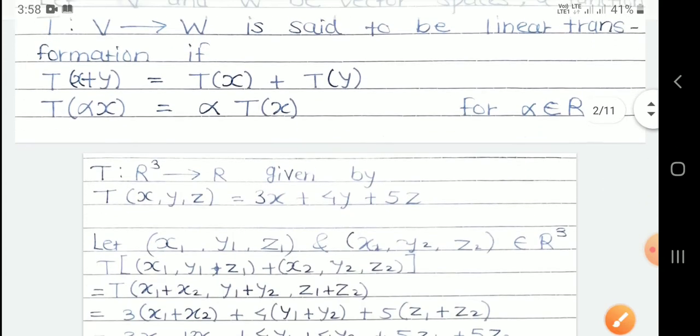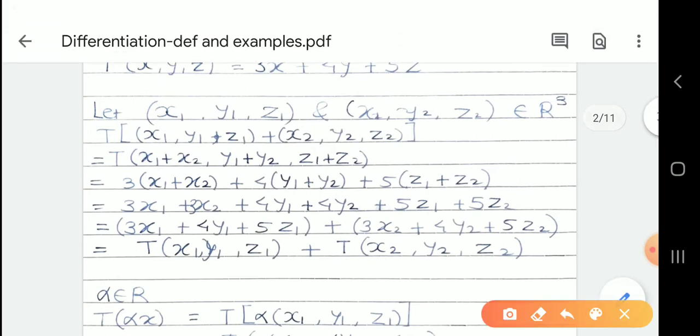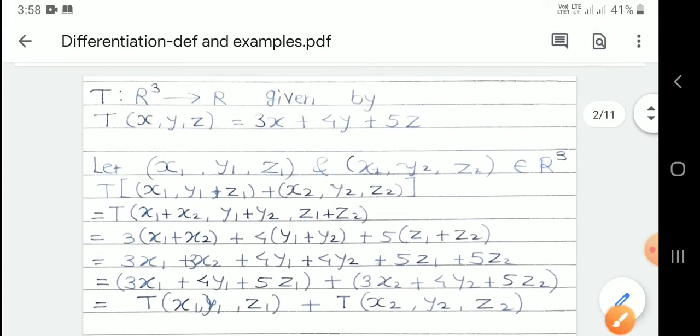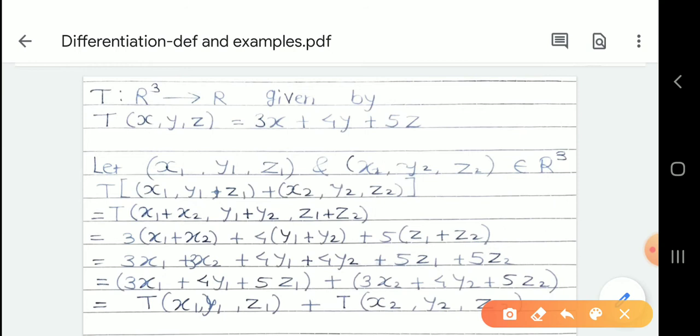Okay, consider here one example. T is a function defined from R3 to R. T(x, y, z) = 3x + 4y + 5z. We have to show that this function is a linear transformation.